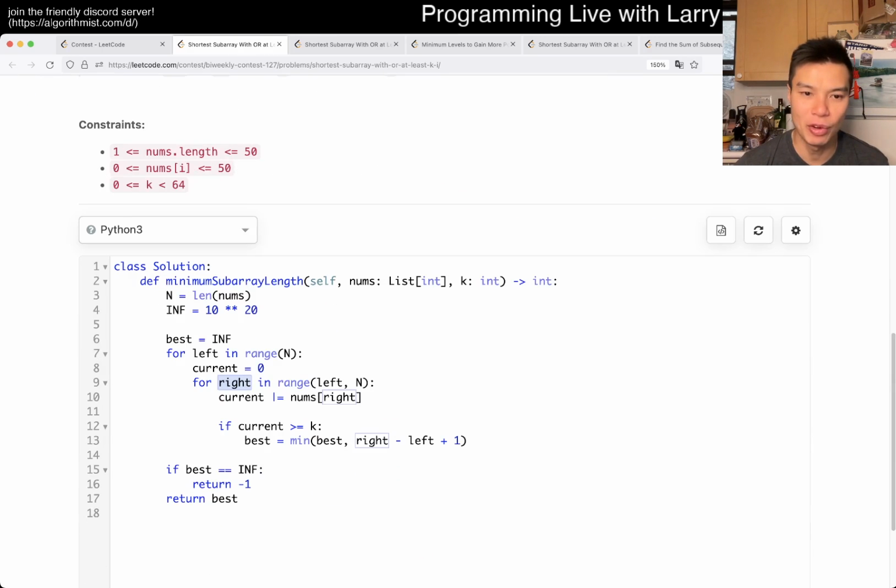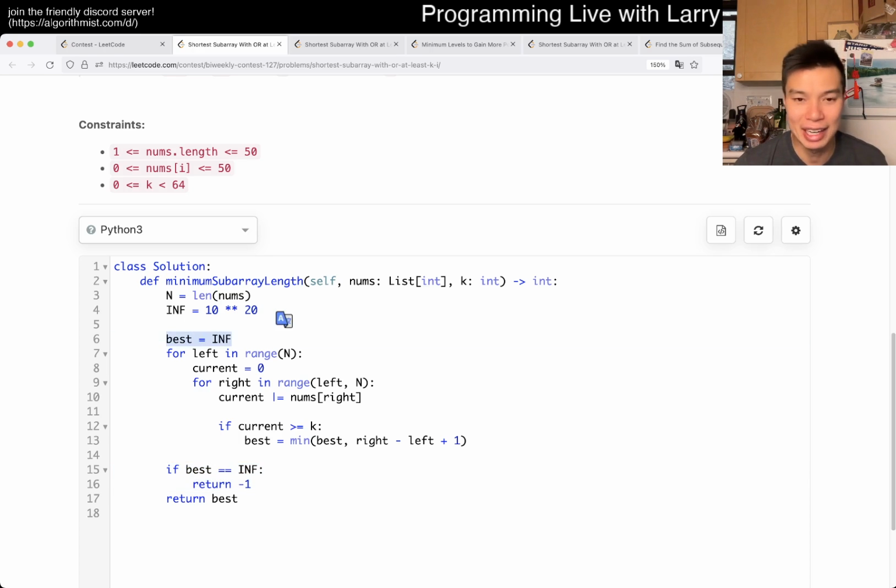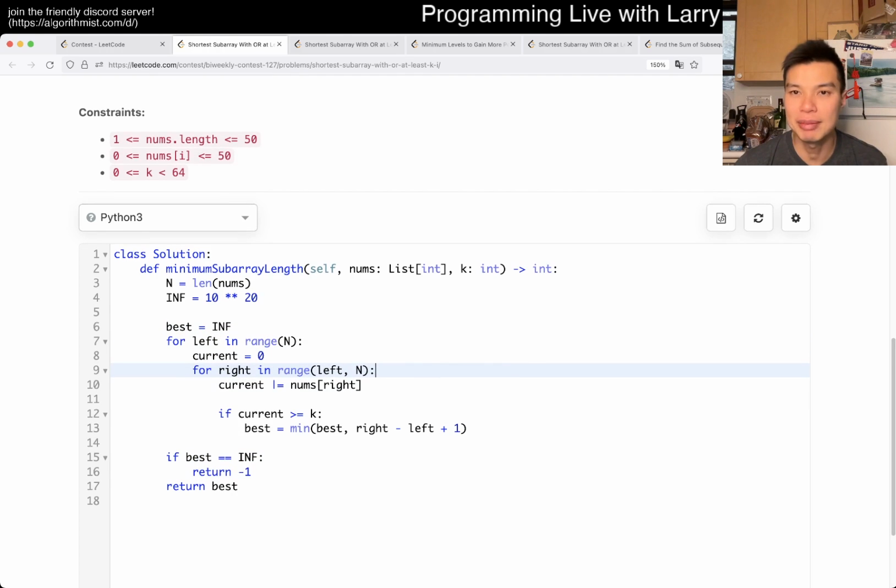And this will give us every possibility between left and right, the bitwise OR. And then we just try to get the minimum index, and if it doesn't exist, then we return -1. I forgot about this part because the server was having issues and I got distracted, to be honest. But yeah, this is gonna be N squared, and that's pretty much it.